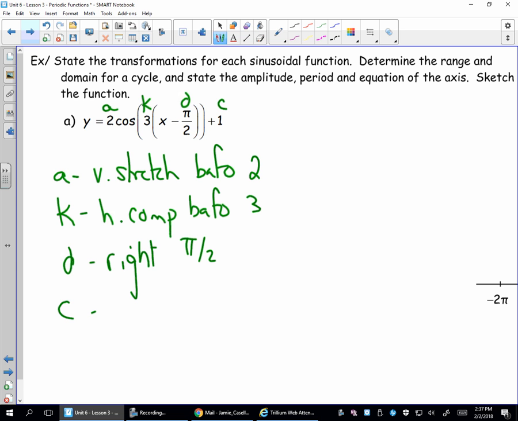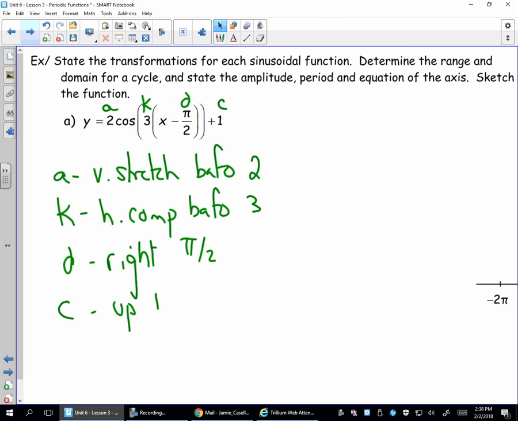And the c value, the thing at the end there, it's outside the brackets. It's a y thing, up 1. Okay, the exact same stretches and compresses we did for every other function, whether it was a polynomial, whether it was the absolute ones, all the ones from last year, same things.